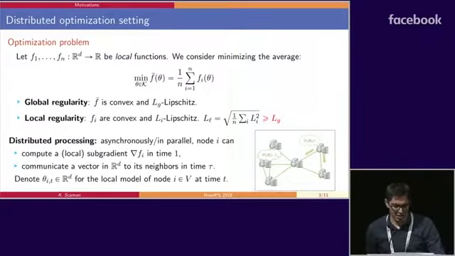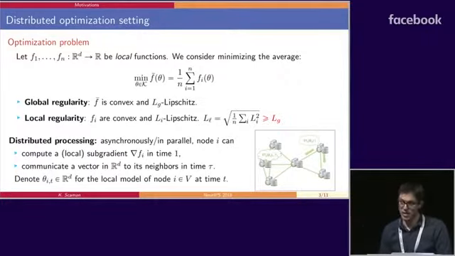Now, the way the computation is distributed is through a network of communications. So each node can, at the same time, compute gradients of its own function and communicate a gradient to its neighbors. Computation of a gradient takes an amount of time, one unit of time. And communication through the edges of the network takes a time tau.